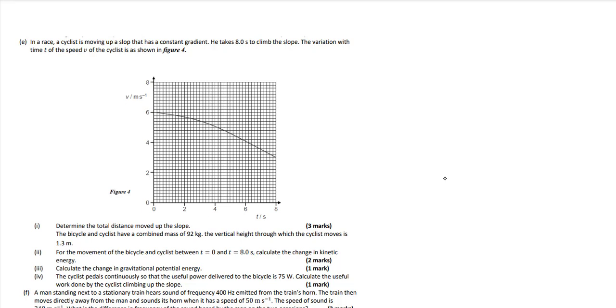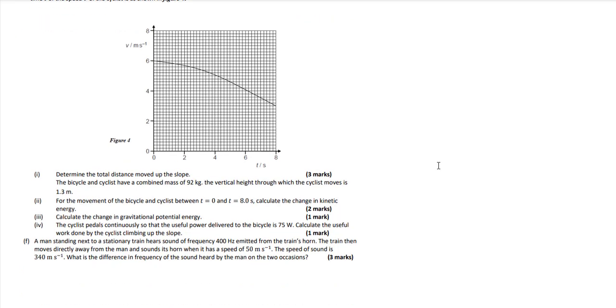The bicycle and cyclist have a combined mass of 92 kg. The vertical height through which the cyclist moves is 1.3. For the movement of the bicycle and cyclist between t equals 0 and t equals 8, calculate the change in kinetic energy. Lastly, calculate the change in gravitational potential energy.